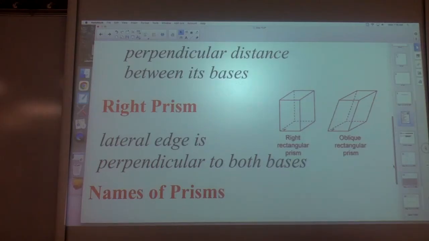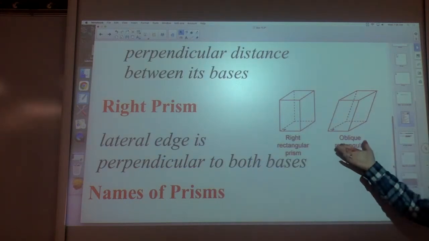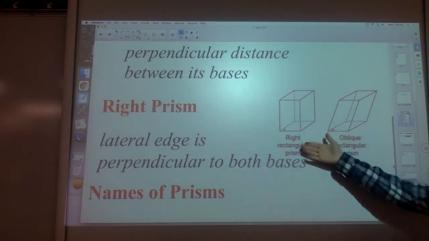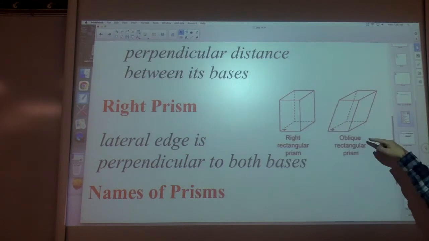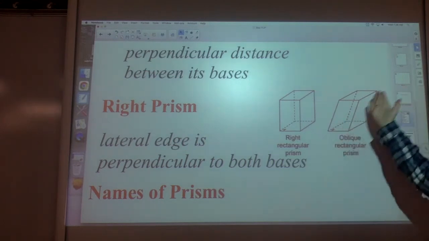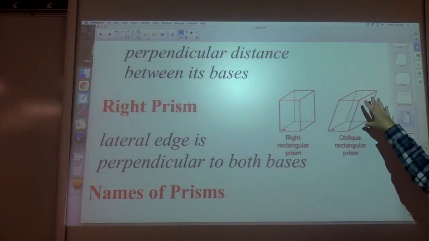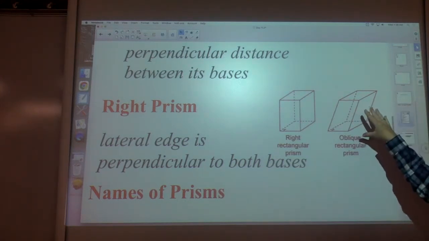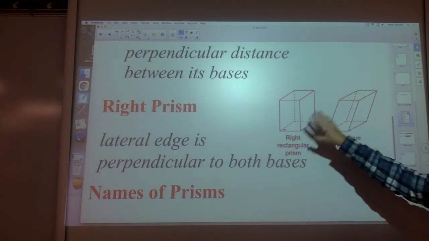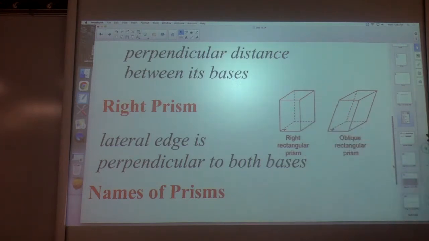Couple things. Let me go back to the right prism. You might be thinking, well, what is it if it's not a right prism? Then it's called an oblique prism. Right prism, the lateral edge is perpendicular to both of the bases. An oblique prism, it's not perpendicular. I didn't put this on the vocabulary really because we're not going to find the surface area and volume of oblique prisms, but you just need to know that there's a difference between the two.